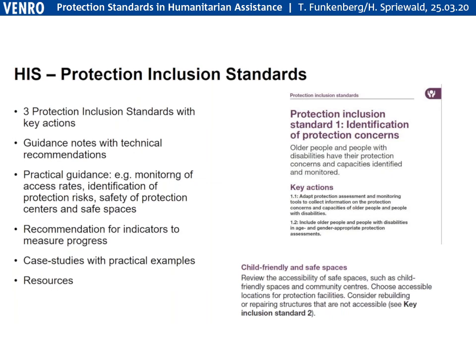The other protection inclusion standards are addressing concerns and barriers, so that older people and people with disabilities with protection concerns have access to protection services and are protected from risks of physical and psychological harm. And then participation and empowerment. Older people and people with disabilities are included in prevention of violence, exploitation, and abuse, and in empowerment activities. Exactly. So these are the protection inclusion standards from the HIS.